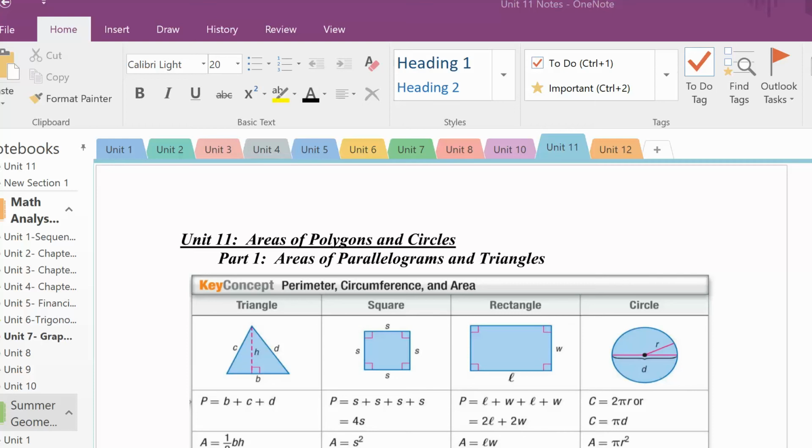Welcome to Unit 11, Part 1, talking about areas of polygons and circles. The first part we're going to talk about is area of parallelograms and triangles.